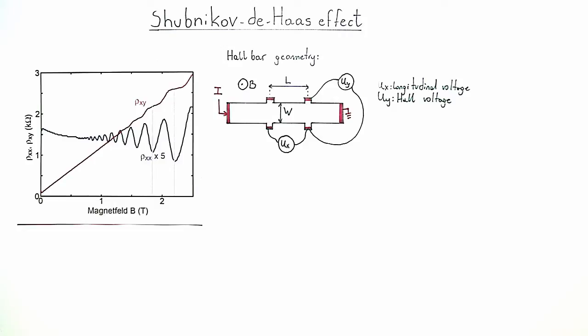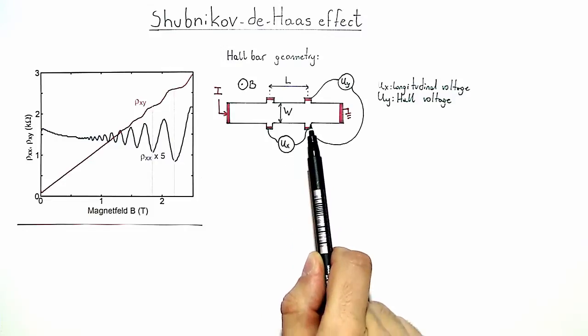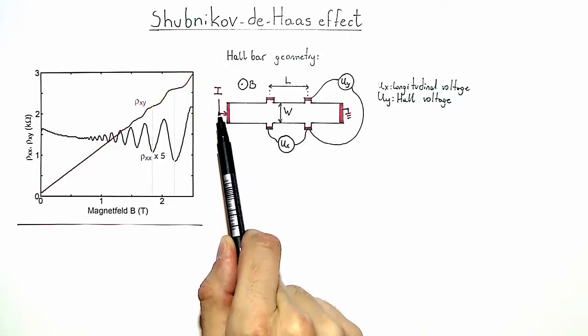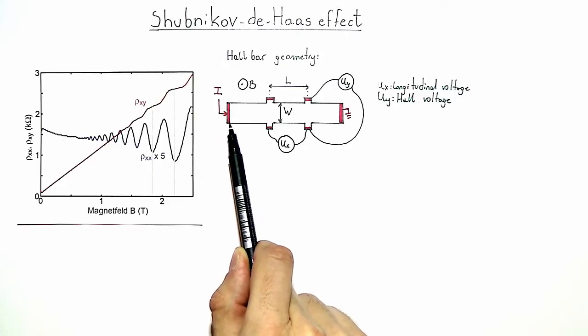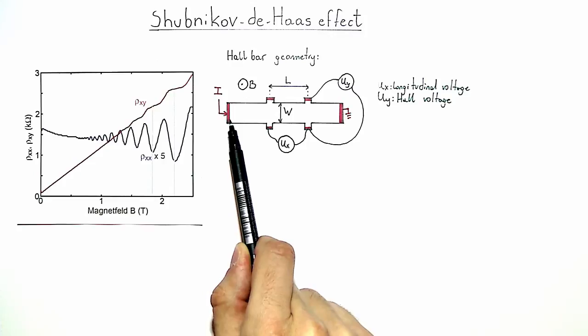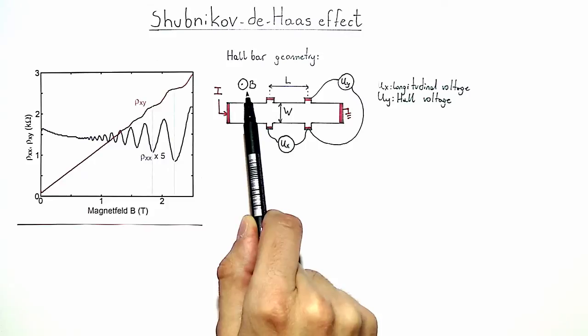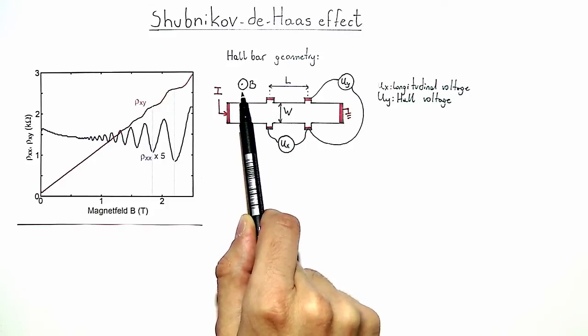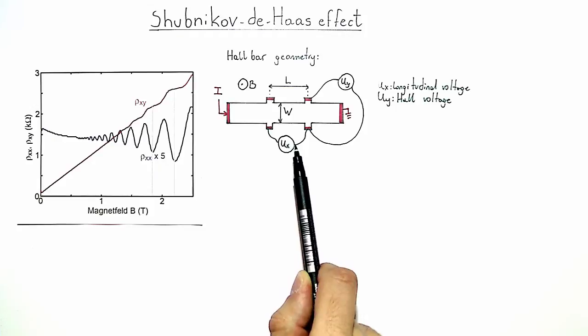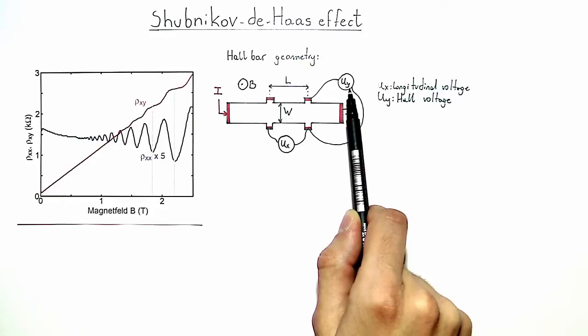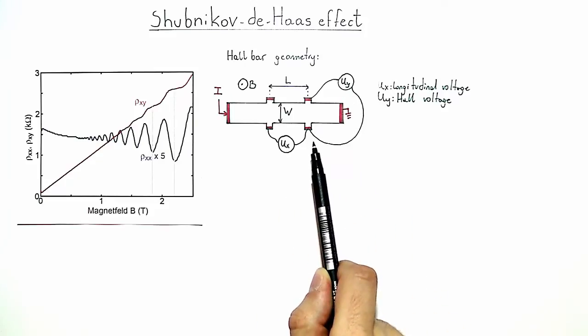The two-dimensional electron gas is characterized using a Hall bar geometry at a temperature of 2.3 Kelvin. The Hall bar geometry depicted here shows the measurement test setup. So a current I is passed from this contact of the Hall bar to this other contact, which is grounded. And simultaneously, a magnetic field is applied perpendicular to the plane of the electron gas, and the two voltages Ux, which is the longitudinal voltage, and Uy, which is the Hall voltage, are measured in the fashion depicted here.